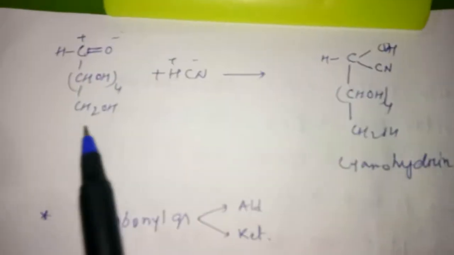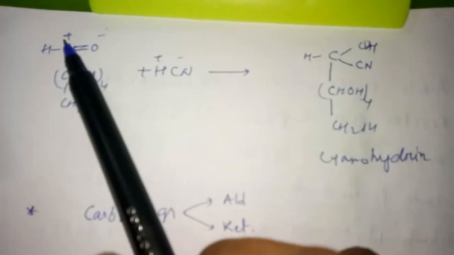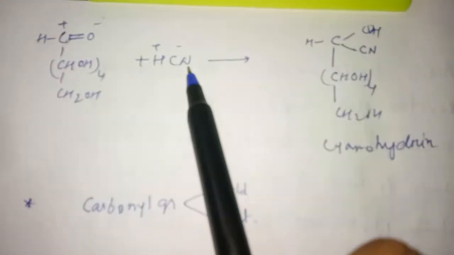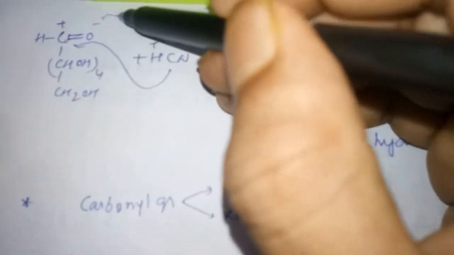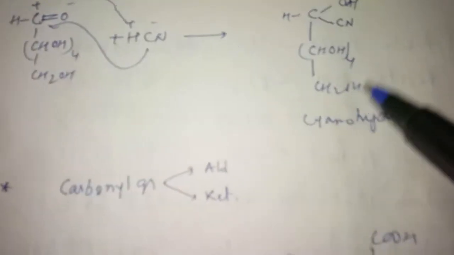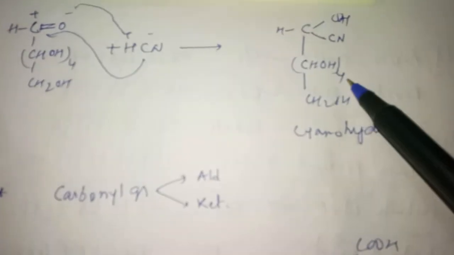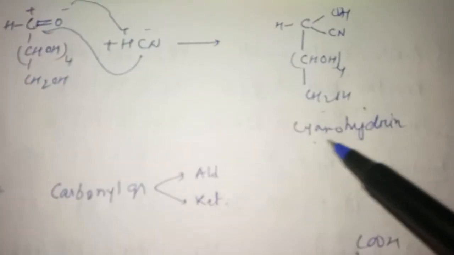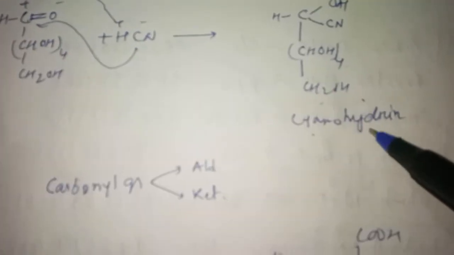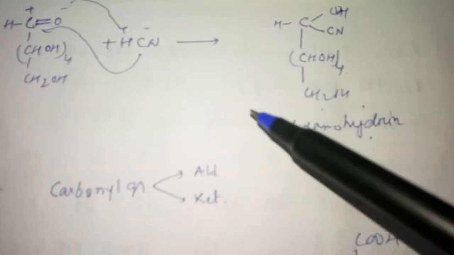Now the next one is the presence of a carbonyl group. The carbonyl group is either aldehyde or ketone. Now, if glucose reacts with HCN, the CN minus part goes to carbon, and the negative oxygen takes hydrogen, the double bond becomes a single bond. So that becomes CH(OH)CN, CHOH 4 times, CH2OH. This is called the cyanohydrin of glucose. Since it reacts with HCN, it contains a carbonyl group.